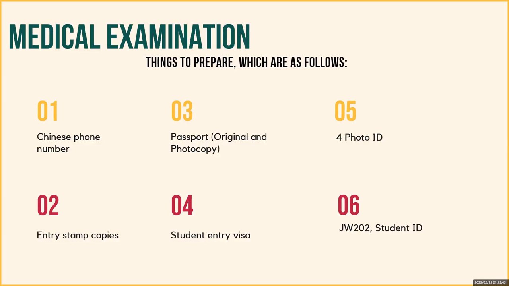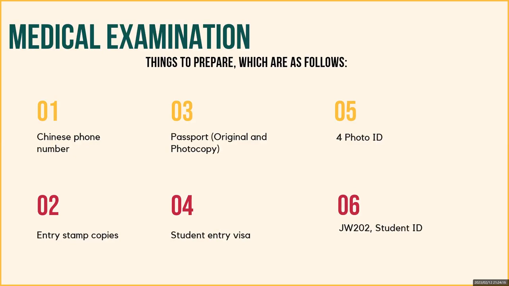The third thing you need to bring with you is your original passport and photocopy. Of course, your original passport must be with you, and a photocopy of your passport, the page with your information. Number four is the student entry visa. Of course, you need the photocopy of your visa. Fifth, you need four photo IDs, which means you need to go to a studio and take photos before that. And we will speak of that later in our lecture.